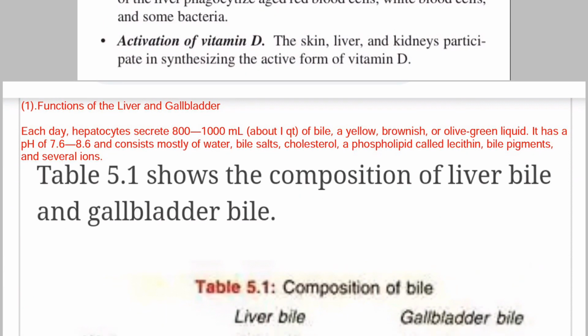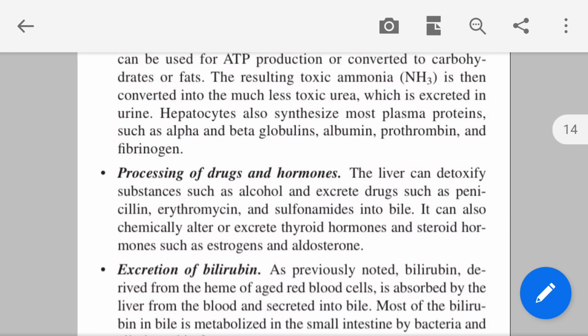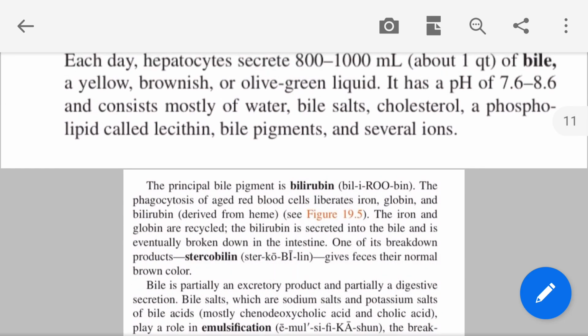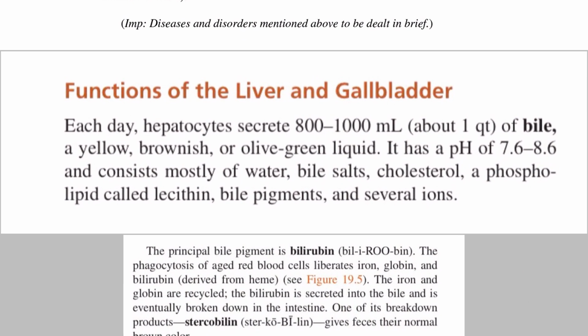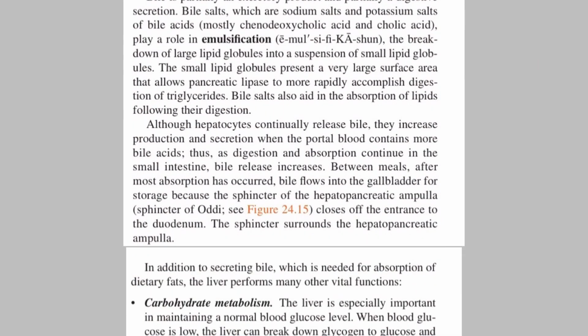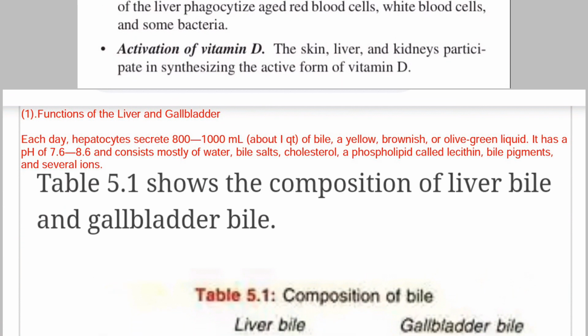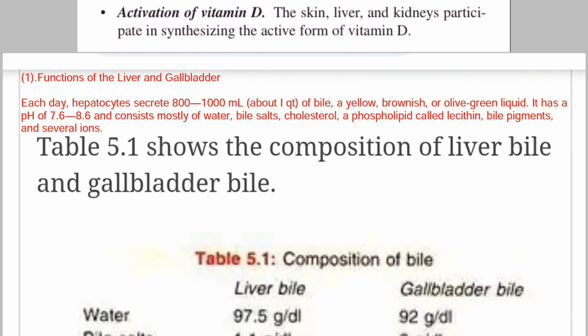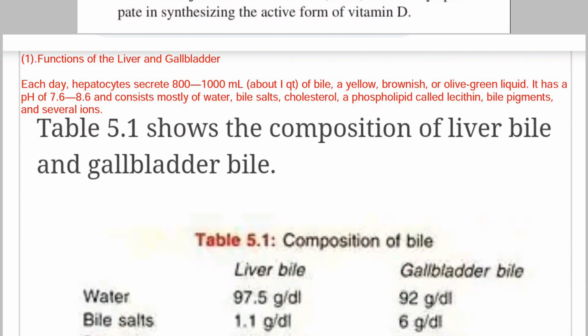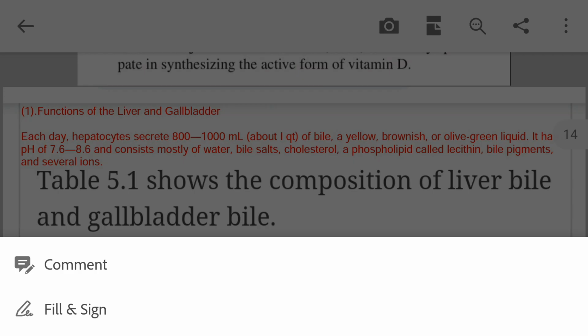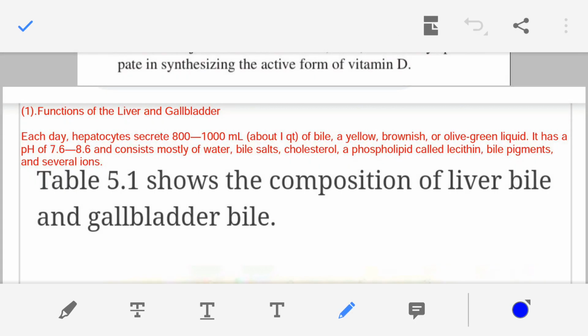Okay, now I am starting this presentation lecture. So here you see, this is the first paragraph, and you see the points, how I am making the points. This is the first point. The title: function of liver and gallbladder. This is the title of today's presentation lecture.